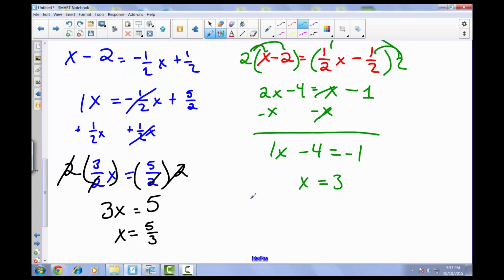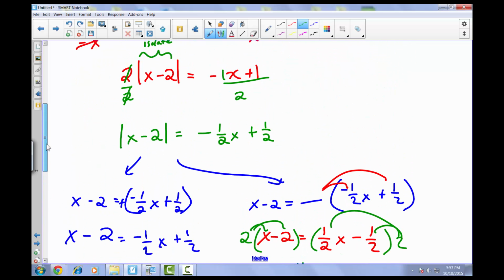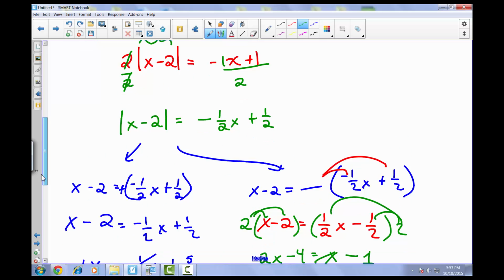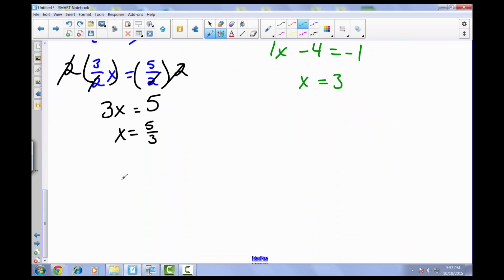Now that we have both x's, we actually have to go back and check to see if we have any extraneous solutions. So we're going to throw in our x's in here to see if they come out to in fact be that true statement, that the left side is matching the right side. So we'll start off with our 5/3. And we have the absolute value of 5/3 minus 2. Is that equal to negative 1/2 times 5/3 plus 1/2?